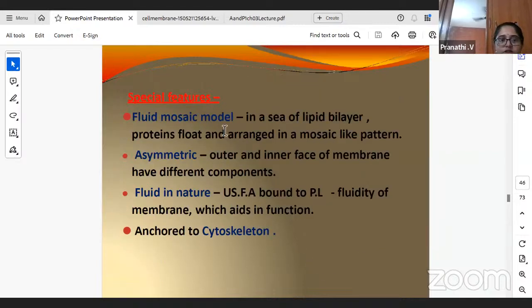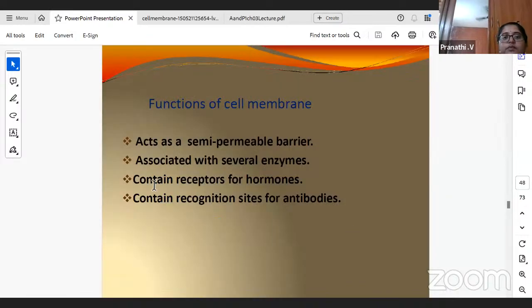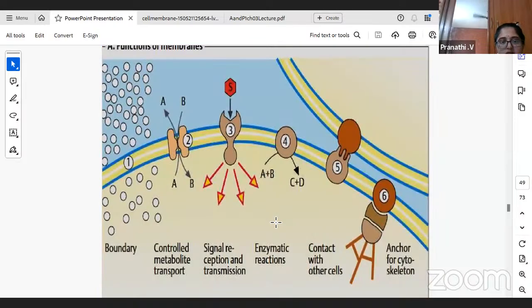Then special features: it is a fluid, it is a sea of lipid bilayer. It is asymmetric in nature, fluid in nature, anchored to the cytoskeleton. I'm not going to go into this particular slide again. Functions: semi-permeable barrier. We have gone through this again. Receptors for hormones, recognition site for antibodies. So you can see when it comes to the cell membrane, what is happening over here.